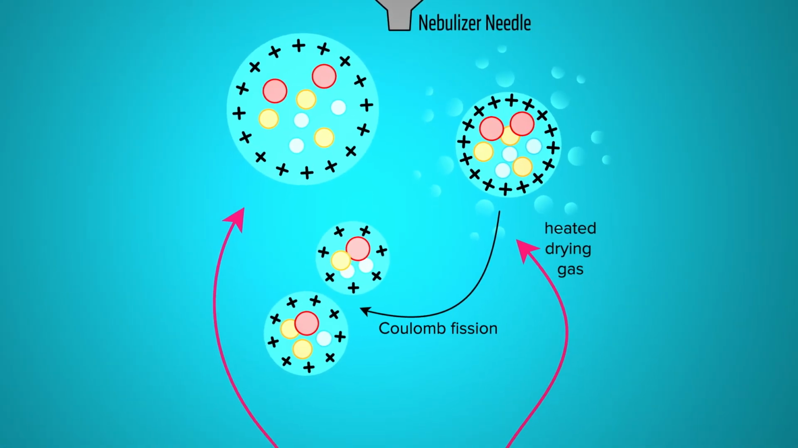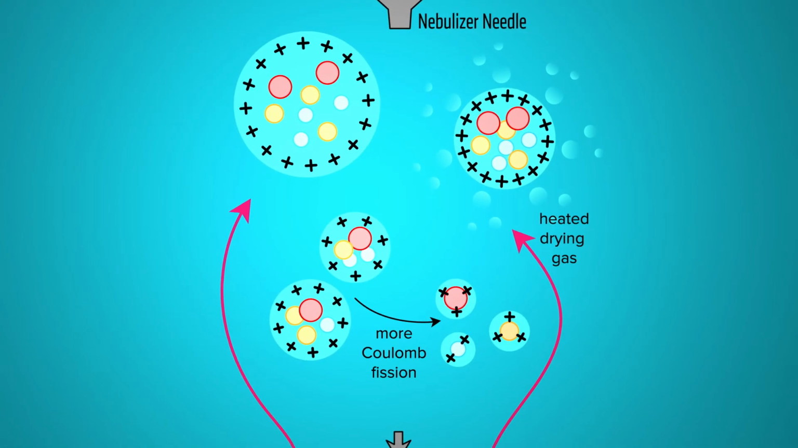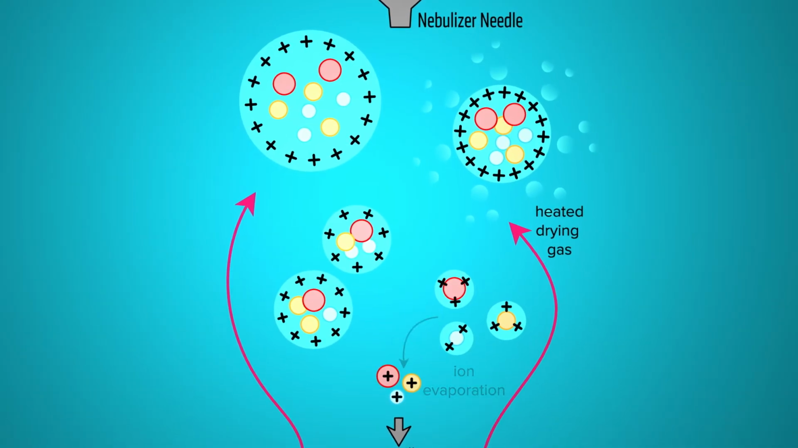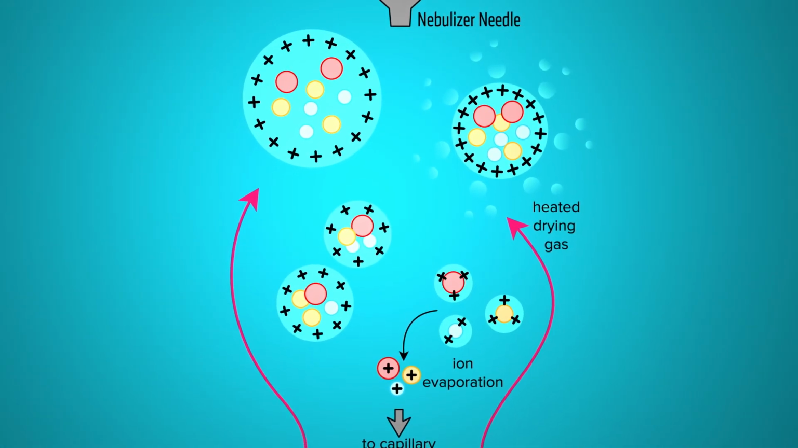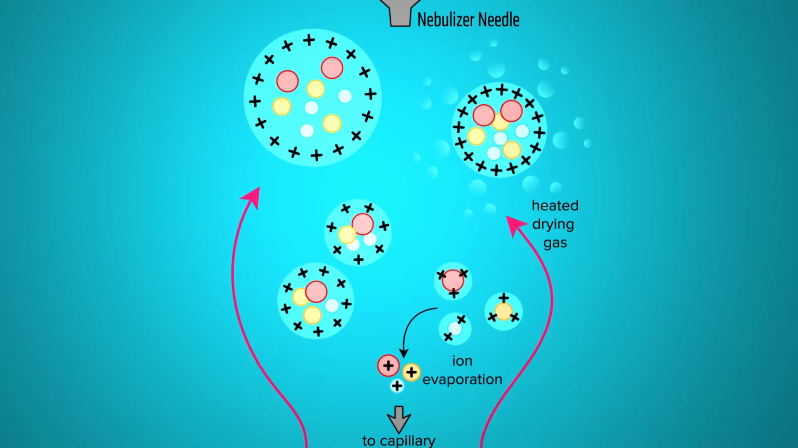This process repeats, creating smaller and smaller droplets until the charge is transferred to the analyte as the analyte ions are desorbed into the gas phase. They are then able to enter the capillary and head towards the time-of-flight mass analyzer.